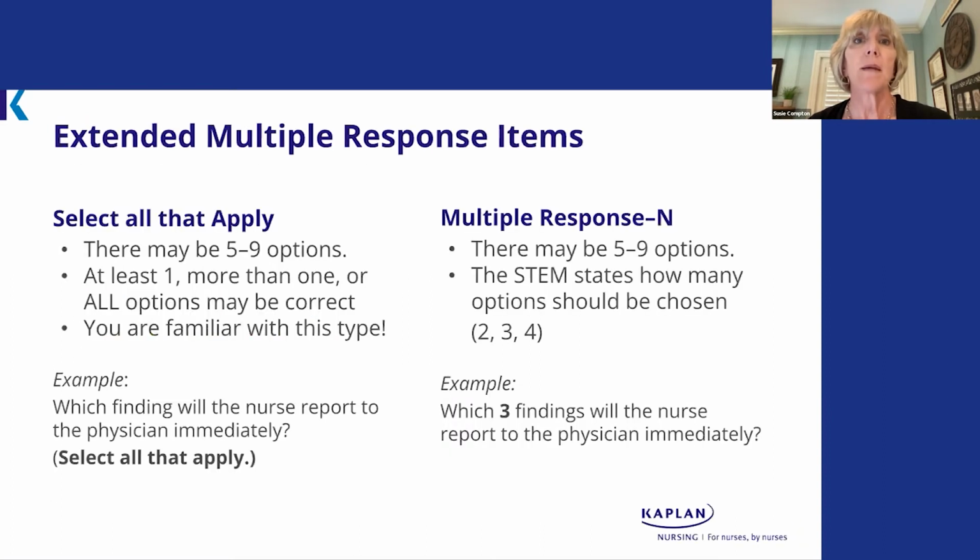There are 3 types of extended multiple response items. 2 of these are very similar: select all that apply, or SATA, and multiple response N. The N in multiple response N stands for the number of correct responses, and this will vary from question to question. You are likely very familiar with the SATA. In both of these types, there is a minimum of 5 and a maximum of 9 options.